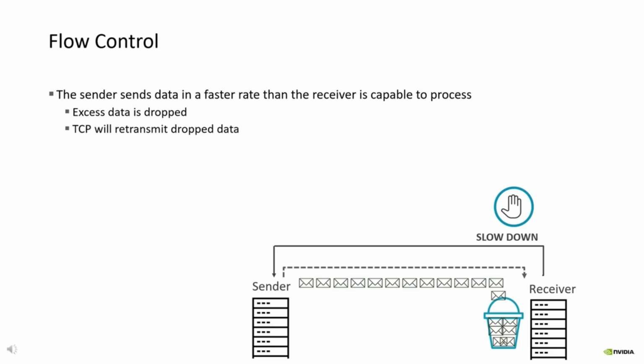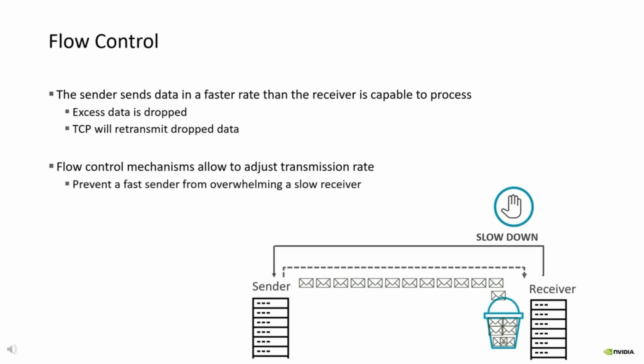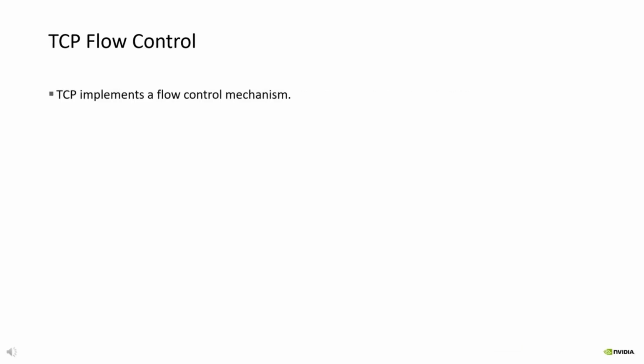To avoid such a scenario, a flow control mechanism can be implemented. Flow control is a process of managing the rate of data transmission between 2 nodes to prevent a fast sender from overwhelming a slow receiver. The idea is that the receiver will send feedback to the sender to let it know about its current condition. Let's see how TCP flow control works.